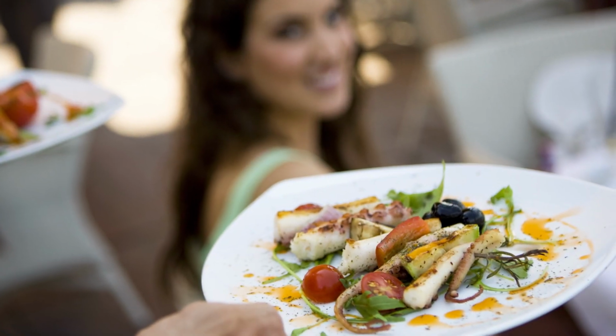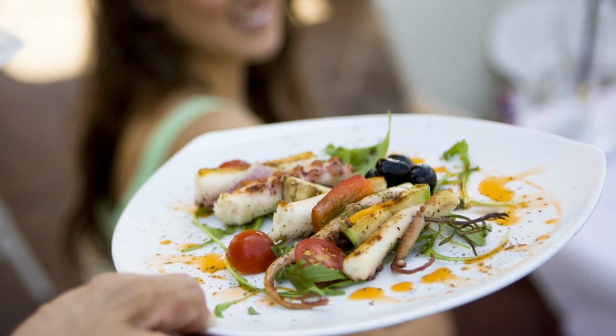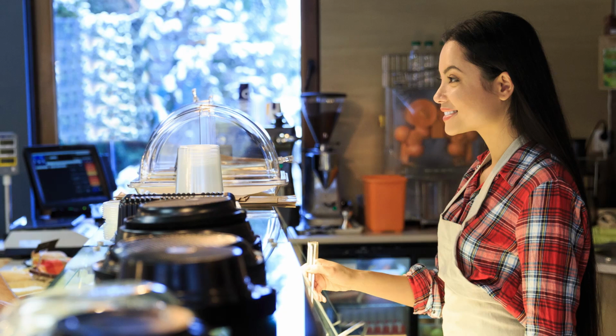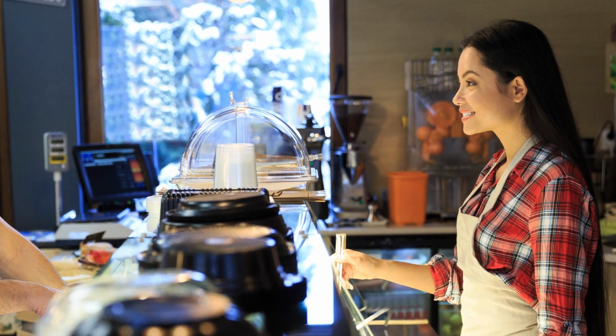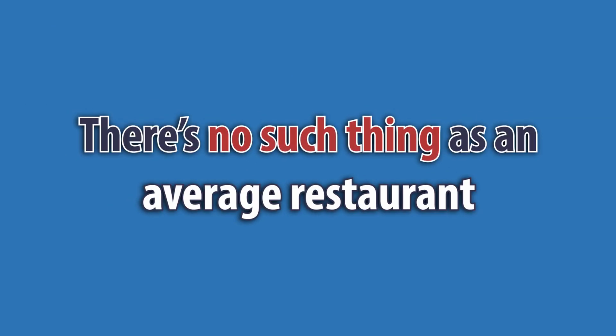A fine dining seafood restaurant in Baltimore may run a 38% labor cost and a 20% food cost, while a fast casual restaurant in Florida runs 25% labor and has 30% food cost. There's no such thing as an average restaurant, so why would you want to use industry averages as the targeted labor cost percentage for your labor budget?